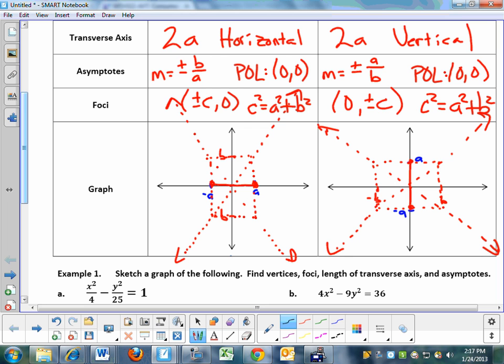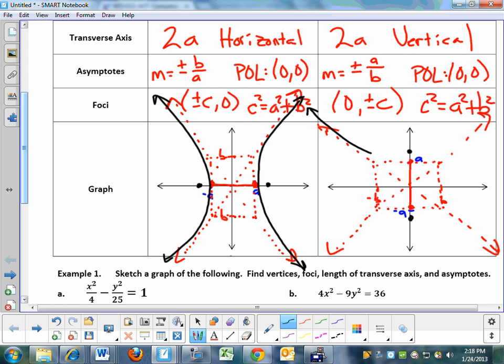So that's pretty nice. The foci will actually be larger than the vertices. They'll have a distance greater than that of the vertices from the center. Your graph does not go through the focus points, the foci, it goes through the vertices. And it follows right along with those asymptotes. It does not touch them, but comes very close.